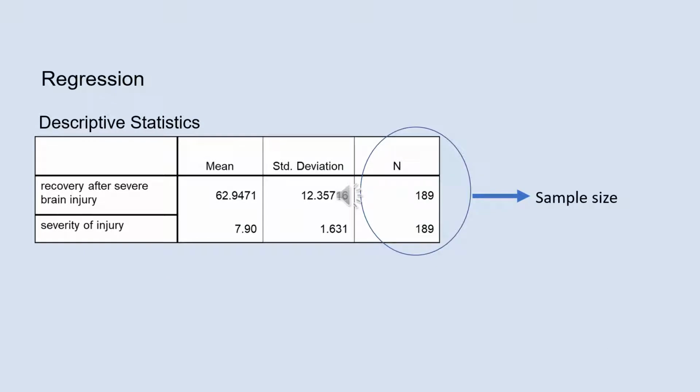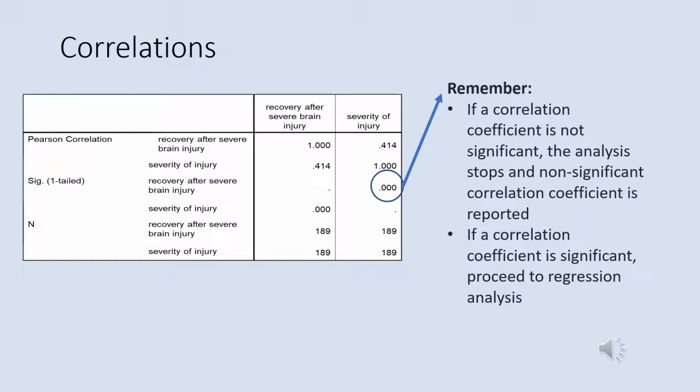One of the first things you want to do when you're doing a regression, just like other inferential statistics, is start with doing descriptive statistics on your variables. This will also give you the sample size and give you some information on the particular variables that you have selected. The next thing you want to do is run a correlation. You need to remember that if the correlation coefficient is not significant, the analysis stops and the non-significant coefficient is reported. If it is significant, then you proceed to the regression analysis. And you can see on this output that the correlation coefficient is significant.